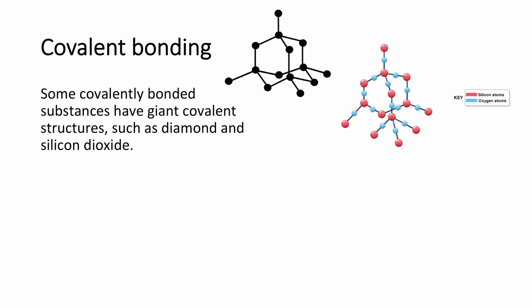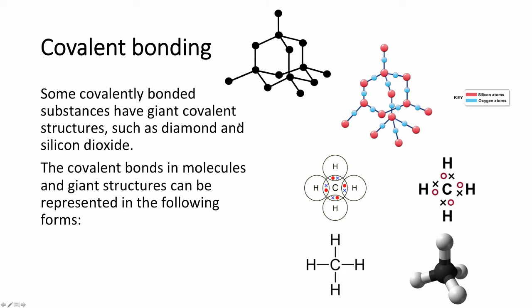Some covalently bonded substances have a giant covalent structure, for example diamond, in which each carbon atom is joined to 4 other carbon atoms, and each of those carbon atoms is respectively joined to another 4, forming a giant covalent lattice. Or we could also have things like silicon dioxide, which is a component of glass, and as you can see here, it has a very similar structure to diamond, but it's actually made of silicon and oxygen atoms in a 1 silicon to 2 oxygen ratio. So we see 1 silicon to 2 oxygens.